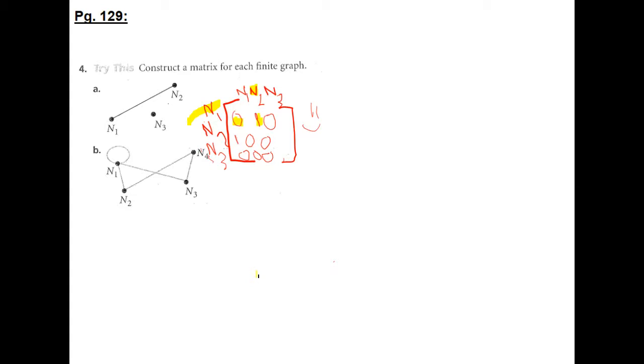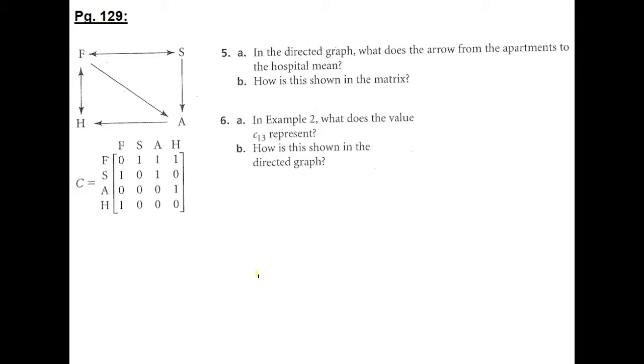Then N4 to N1? No. That would be there. N4 to N2? Yes. N4 to N3? Yes. And N4 to N4? No. Okay. Very good. Any questions on what we're doing there? All right. So I want you to try number 5 and 6, A and B there. Gabby, I'll get yours back.